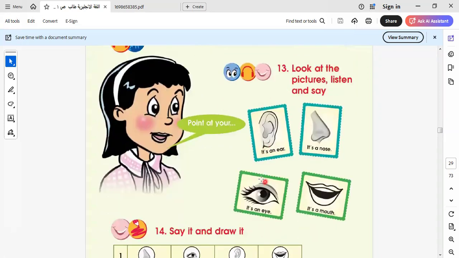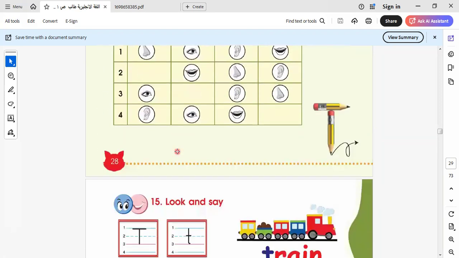Let's go to another item in this lesson. Here we give you a part of your body and you point to it. When we say ear, which one is ear? This one. Which one is nose? This one. Which one is eye? This one. Which one is mouth? This one. So I will repeat, and repeat after me: eye, ear, mouth, and nose. This is the part of our body.